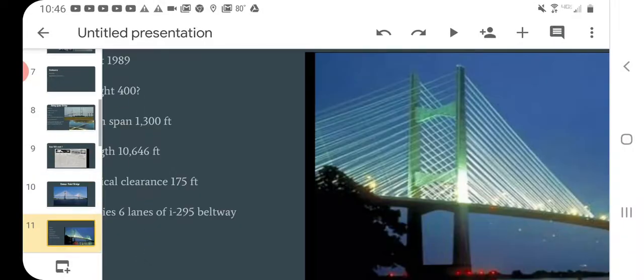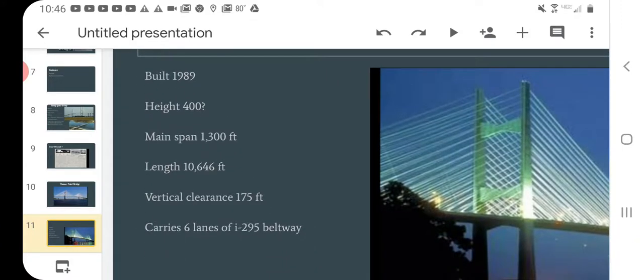There's a name. And this bridge didn't replace any bridge, it was built by itself. Built in 1989. The height wasn't given, I'm guessing it was 400-something. 1,300-foot main span, 10,646 feet long. Vertical clearance is 175 feet, and it carries 6 lanes of the I-295 beltway.